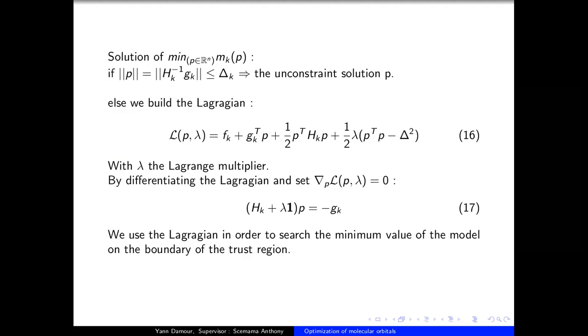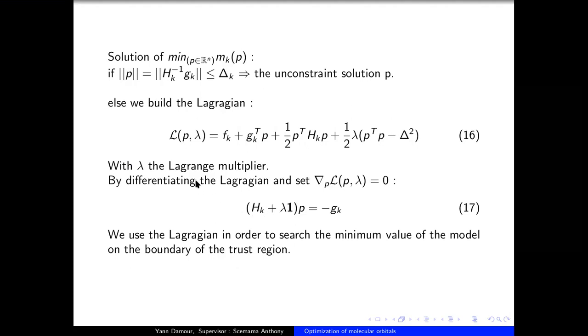If the norm of P is inferior or equal to delta, the solution of P is an unconstrained solution. But if it's superior or equal to delta, we have to build the Lagrangian to put in the constraint. So we build the Lagrangian as follows. And if we differentiate the Lagrangian with respect to the vector P, we obtain this equation.